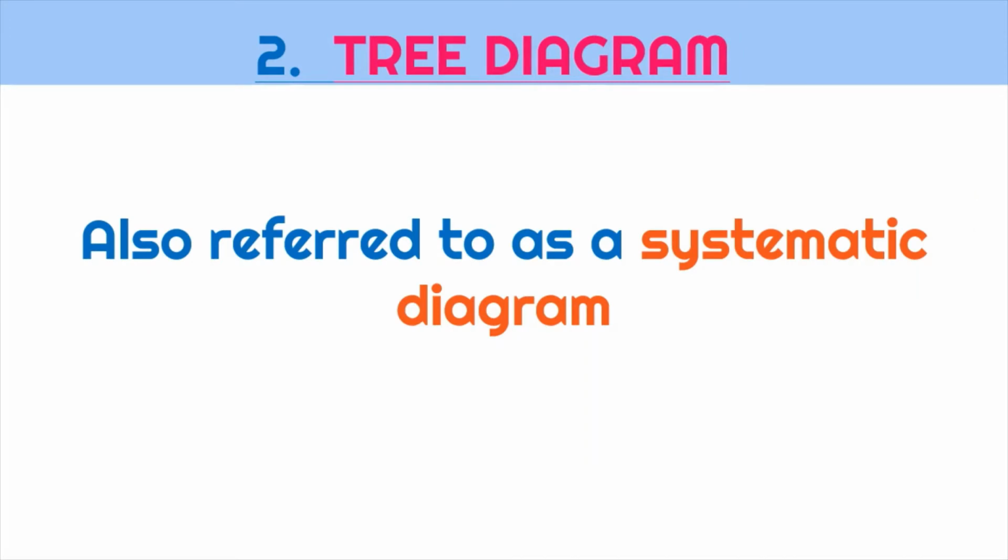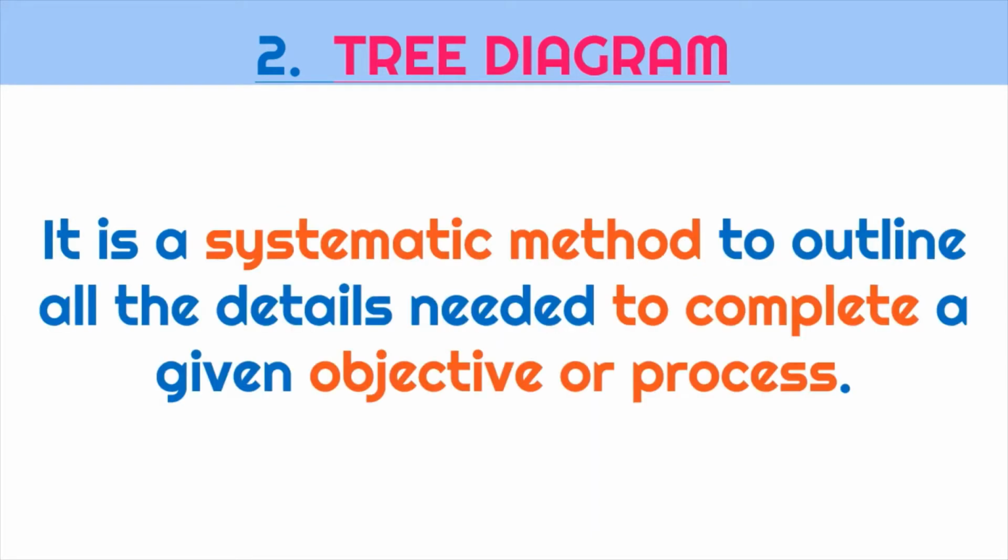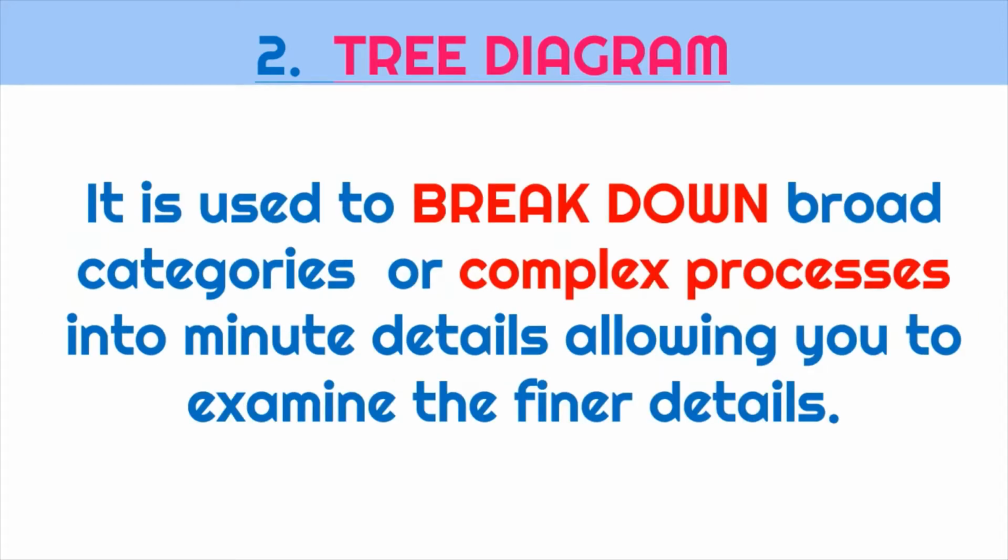Number 2, tree diagram, also referred to as a systematic diagram. It is a systematic method to outline all the details needed to complete a given objective or process. It is used to break down broad categories or complex processes into minute details, allowing you to examine the finer details.